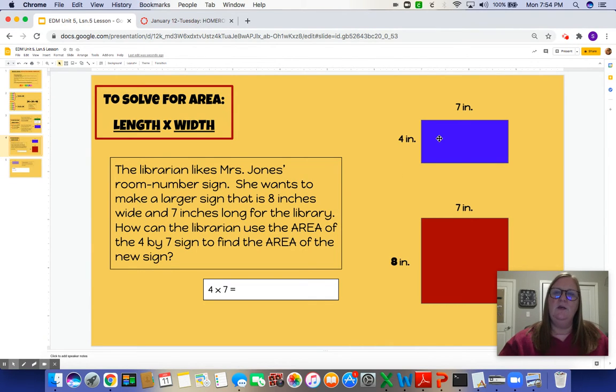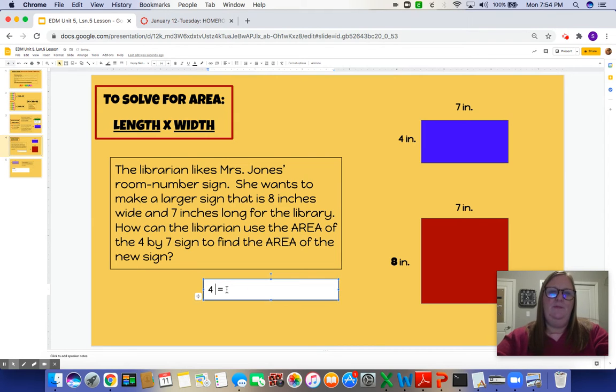So again, here's the sign that Mrs. Jones made, and it was 4 by 7. And so again, remember it's length times width. We're going to do 7 times 4 equals 28 square inches. So the area of this rectangle is 28 square inches.